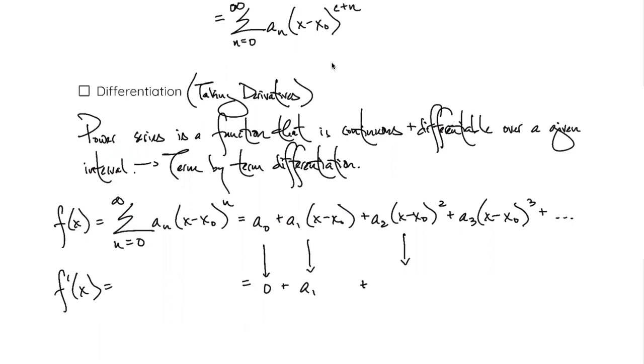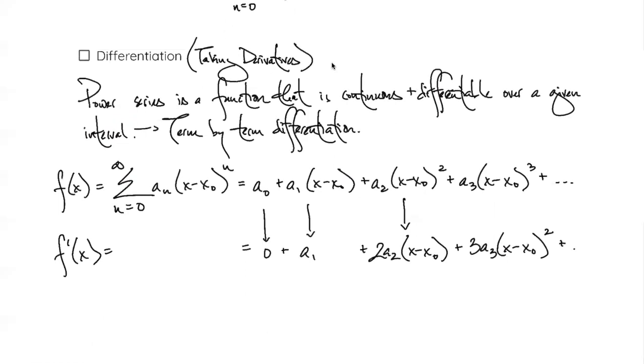plus, how would we write the derivative of that a sub 2 term? 2 times a sub 2 times x minus x naught to the first. Perfect, exactly. And if we do the same thing for the fourth term, we get 3 a sub 3 times x minus x naught to the second, right? And we could keep going. We could find every derivative of every term, and then add them together, and then we would get our derivative of that power series.